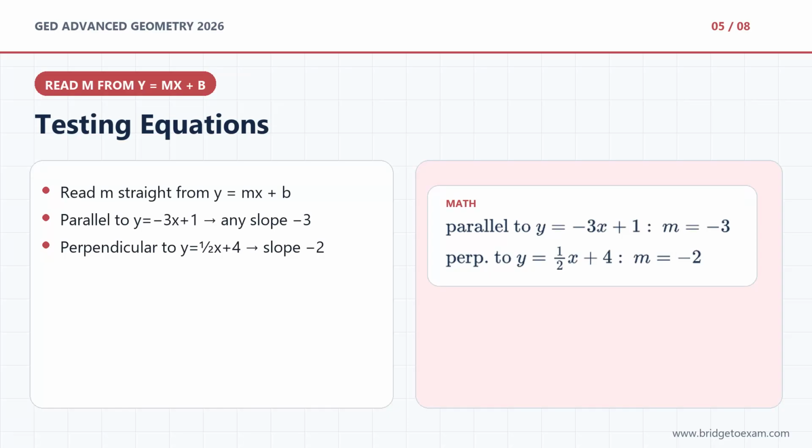On the GED, lines often come as equations in the form y = mx + b, where m is the slope. To compare two lines, just read their m values. For a line parallel to y = -3x + 1, you need slope -3. So y = -3x - 8 works. For a line perpendicular to y = 1/2 x + 4, flip and negate the 1/2 to get -2. So y = -2x + 7 works.